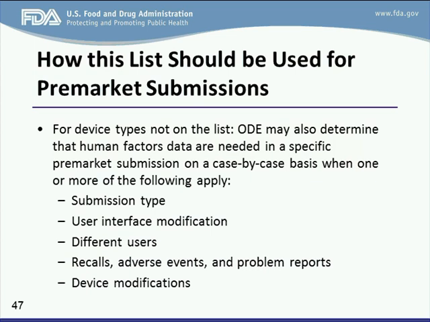Finally, and not the least, is the device modification. So if your device is being modified and the modification is related to the user interface being modified, whether it's a simple modification, you have to submit the human factors review. Or if your user tasks have been changed or added, you have to submit a human factors review, and then the severity of harm. And finally, if your subject device is for a new use environment, which is different from the predicate device use environment, for instance, if the predicate device was used in a hospital and the subject device is supposed to be used at home, then you have to submit a human factors review for a pre-market submission.